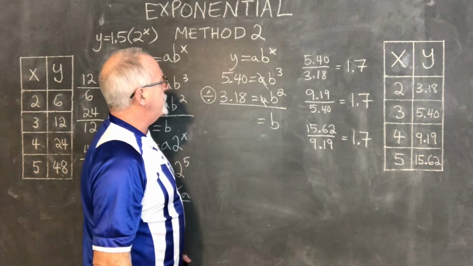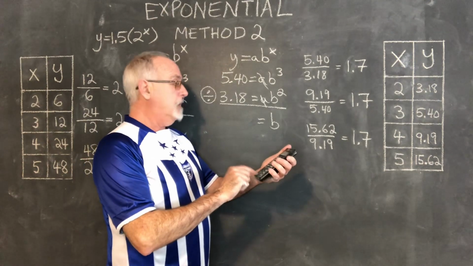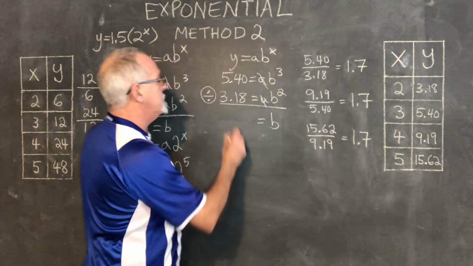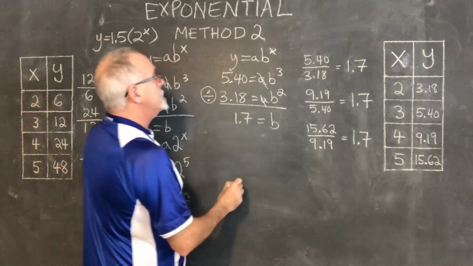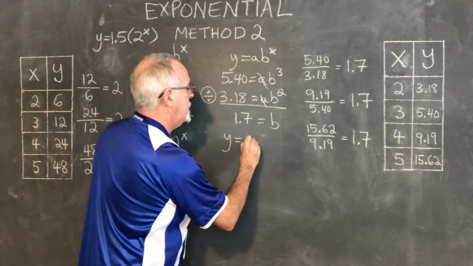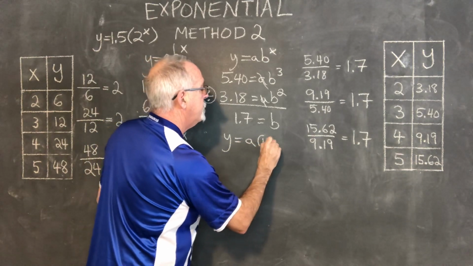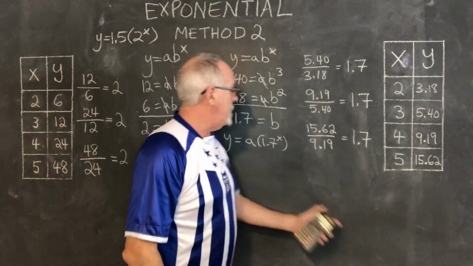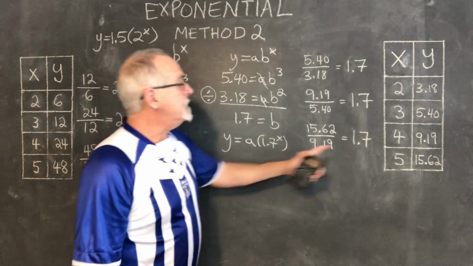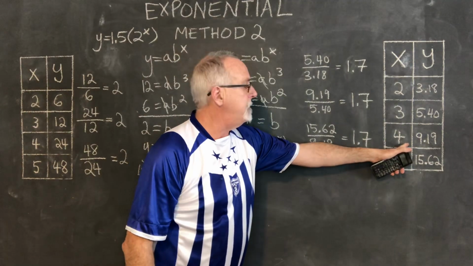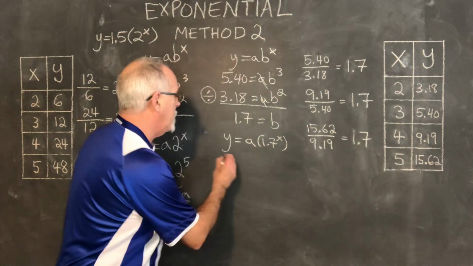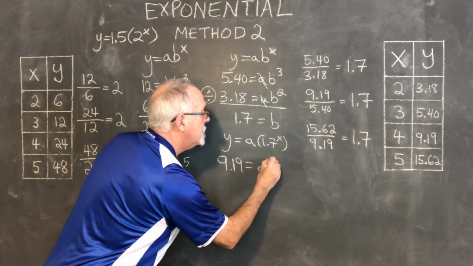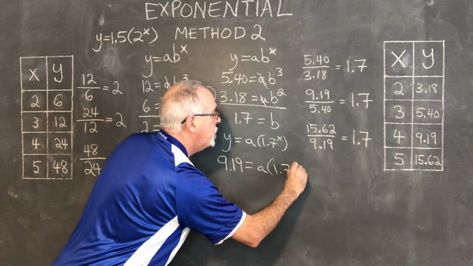And then 5.4 divided by 3.18, I think I'll use my calculator. Oh, wait, do I have to do that? No, I don't. It's right here. 5.4 divided by 3.18 is equal to 1.7. So therefore, my equation is y equals a times 1.7 to the x. And I want to plug in one of the points to figure out what a is, and the point I'm going to choose this time is the x is 4, y is equal to 9.19, so I plug 9.19 equals a times 1.7 to the 4.